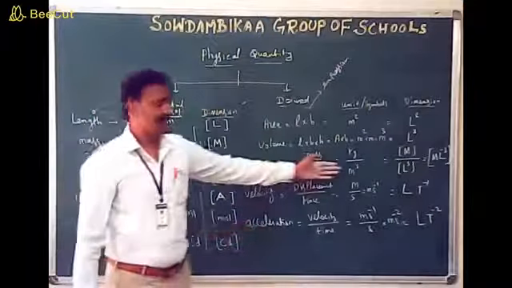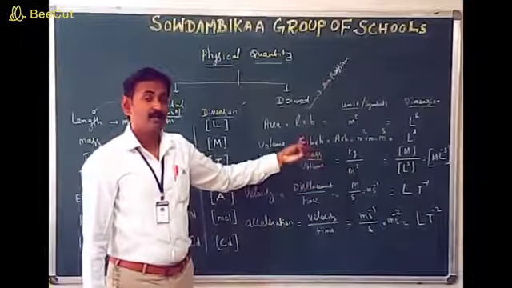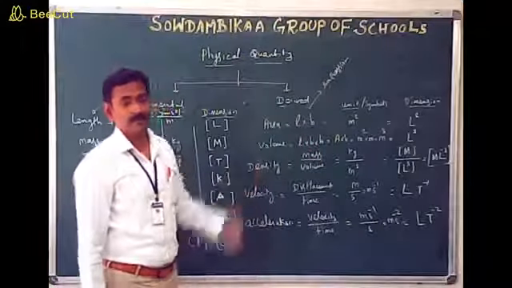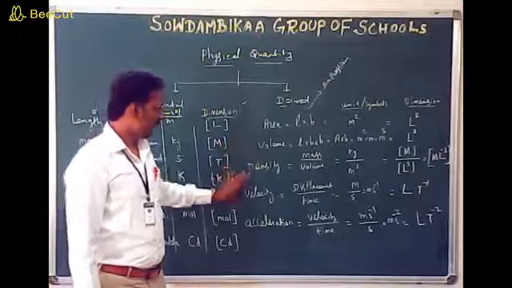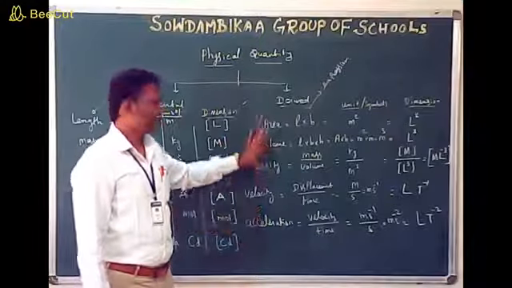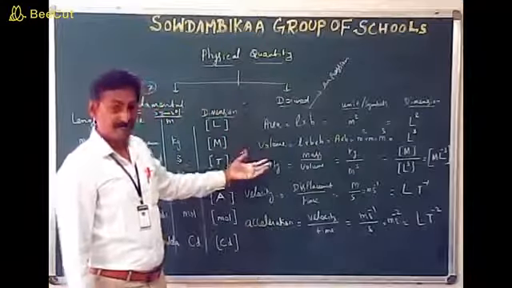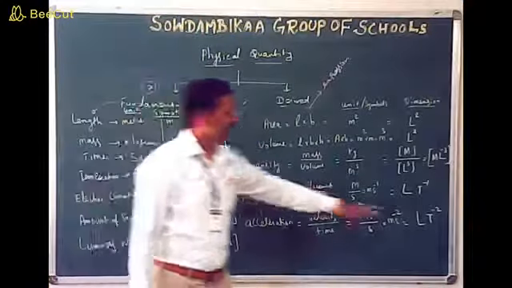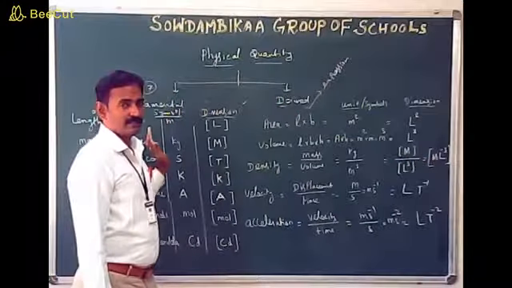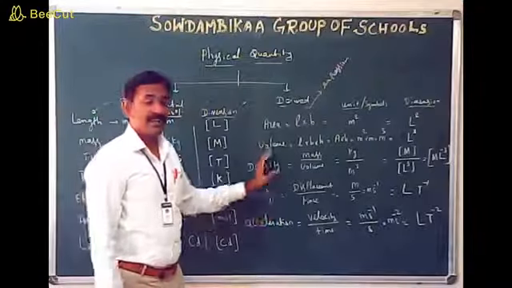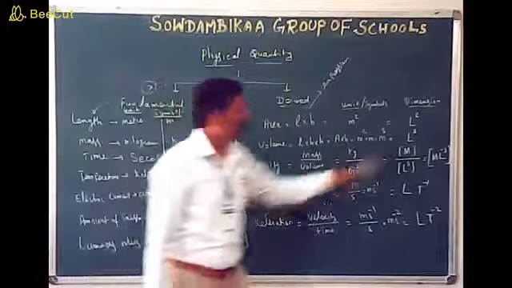Now it's a basic step. See, that's the beginning. This time you have to clearly understand the dimension. So area, volume, density, velocity, acceleration are derived quantities. Now we express those derived quantities in terms of fundamental quantities. Derived quantities are expressed in terms of fundamental quantities, and at that time we raise the powers.